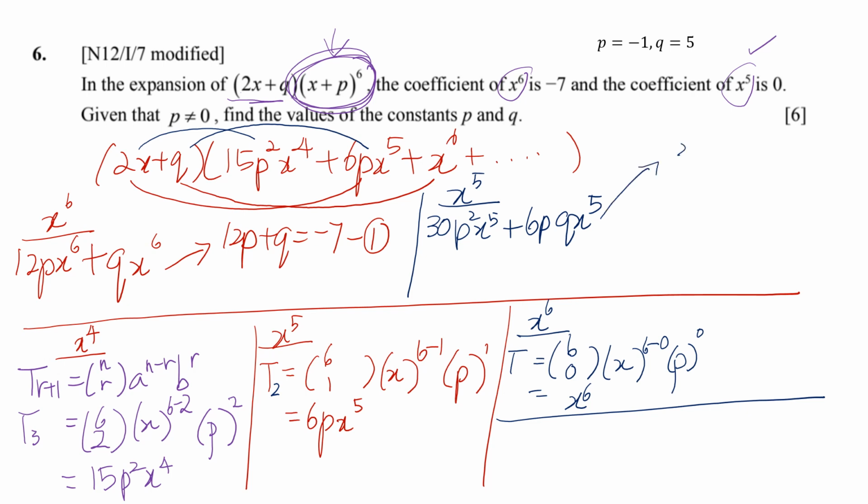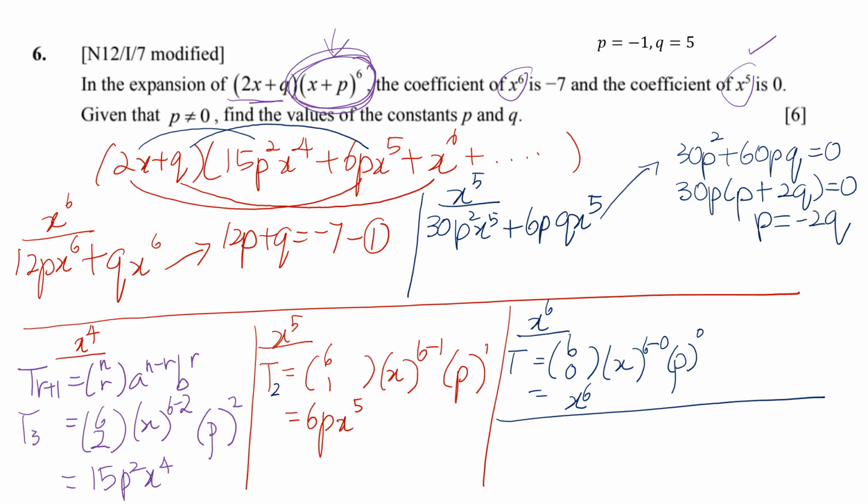So from here, 30p squared plus 60p cubed will be equal to 0. Okay, so we can factorize 30p out to get p plus 2q equals 0. So since p is not equal to 0, we can just divide both sides by 30p. So from here, you get p is equal to negative 2q. And we call this equation 2.